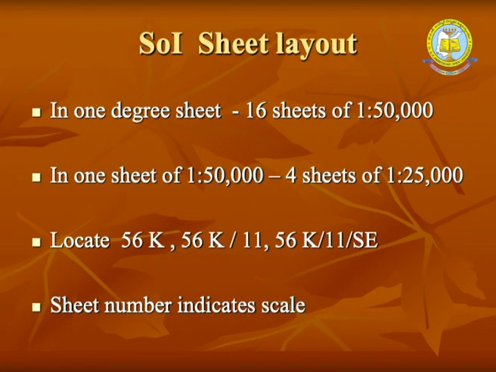So, this is the Survey of India sheet layout, like I just now mentioned, that in a degree sheet of 1:250,000, you have 16 sheets of 1:50,000, that is smaller areas. So, the whole area, like I said, about 10,000 square kilometer is covered by one sheet of 1:250,000. But if you want more details, you have to look for a 50,000 sheet. If you want even higher detail, then you have to look for a sheet of 1:25,000.